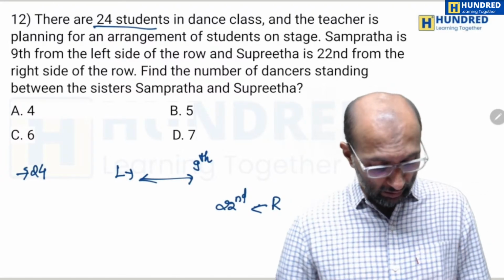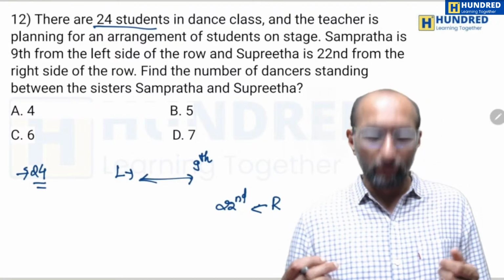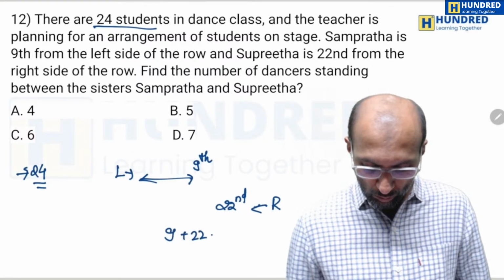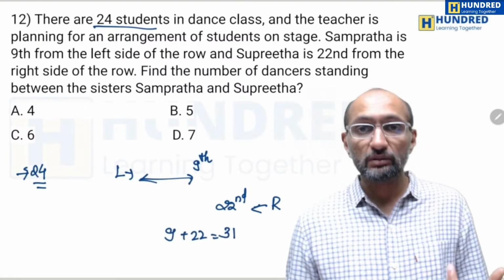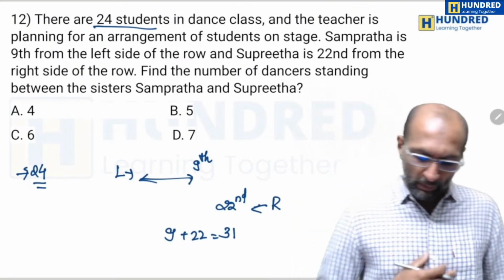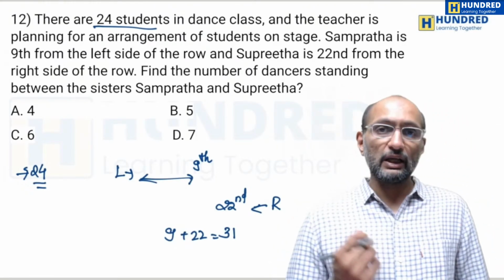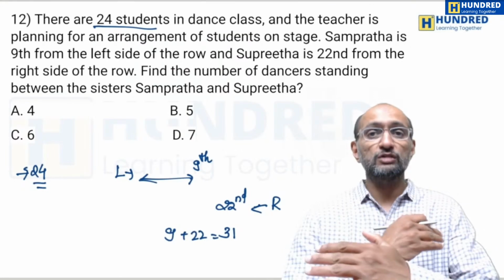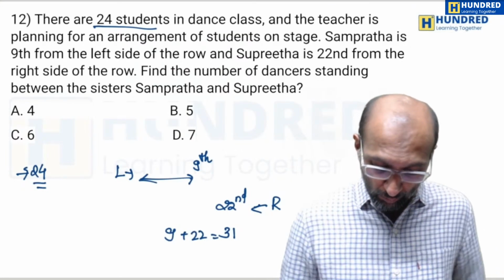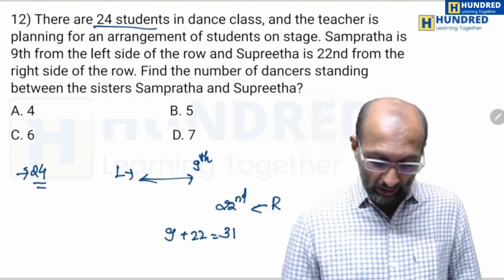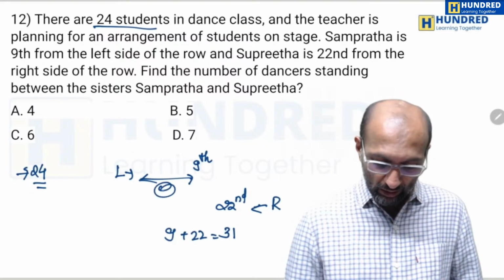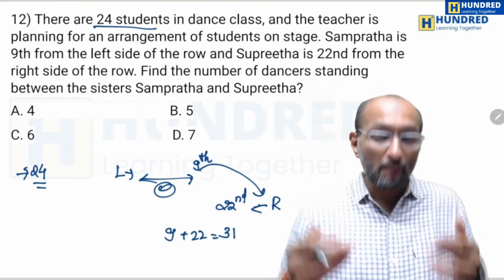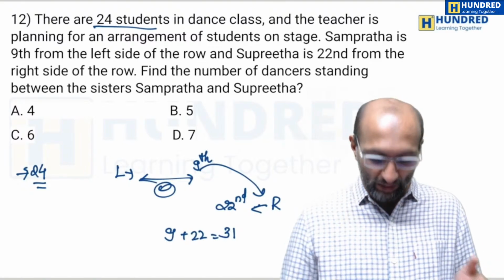Now see, the number of students in the class is only 24, but if you add their positions, 9 and 22, how much is it? 31. The problem is that we have 24 students but 31 positions, right? So there could be a chance that there is an overlap in their positions when they are standing. Which means this 22nd position from the right can fall somewhere in this area, or this 9th position can fall somewhere. A possibility.